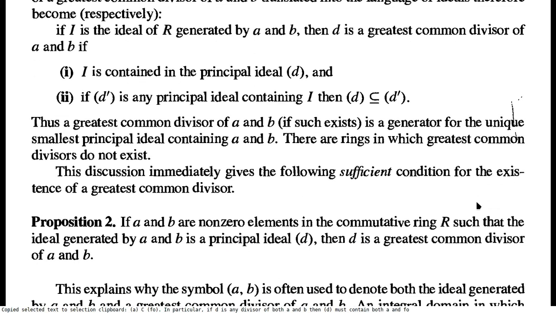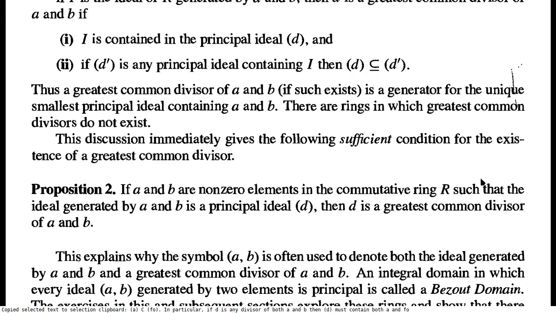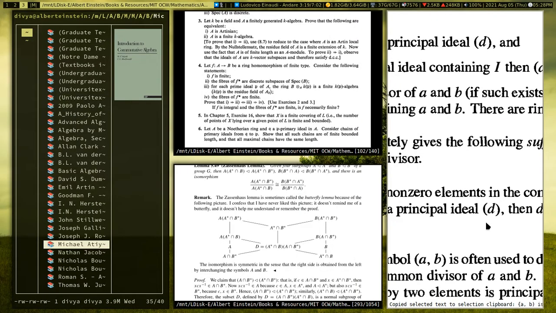Okay. So if A and B are non-zero elements in the commutative ring such that the ideal generated by A and B is the principal ideal generated by D, then D is going to be the GCD of A and B, right? So when you denote this as the GCD of A and B, what this actually means is the principal ideal generated by A and B, and that is just the ideal generated by D, which happens to be the GCD.